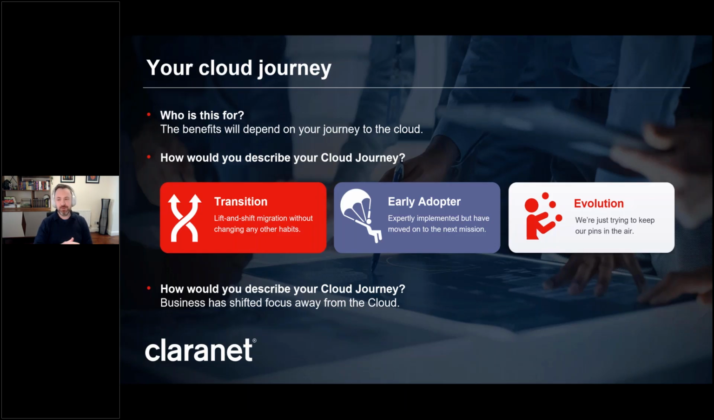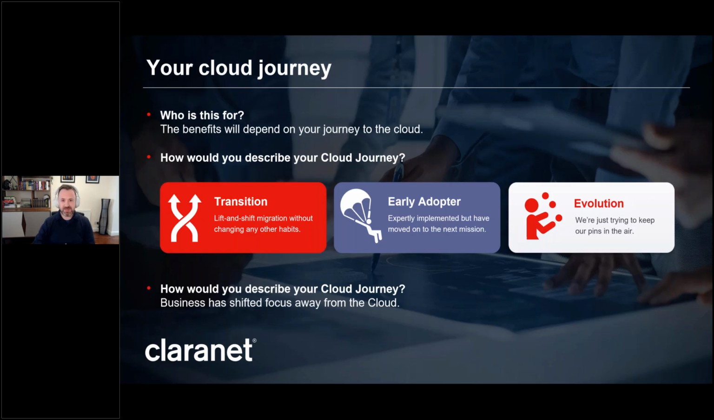So we're going to cover a few different ways that people have reached the cloud. And the first group I'll talk about now is the transition group. This is a group that has done a lift and shift migration from a data center or another cloud, or from a data center or private cloud into public cloud. They've probably been chasing the promise of agility, scalability, and reduced cost. But unfortunately, they've essentially swapped one platform for another without really changing any of their habits.